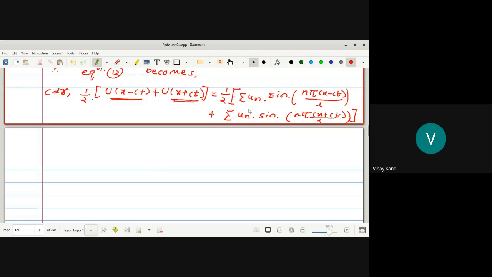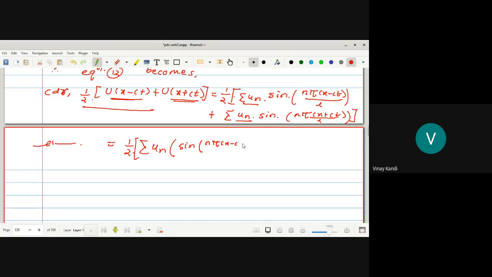Now rearrange this term. This is equal to 1 upon 2, summation in the bracket, n running from 1 to infinity, u_n comes out common, in the bracket sine of n pi x minus ct upon L plus sine of n pi x plus ct divided by L, and this is the whole bracket complete.